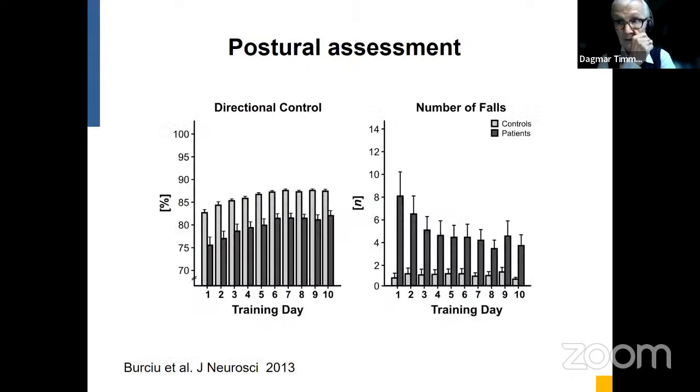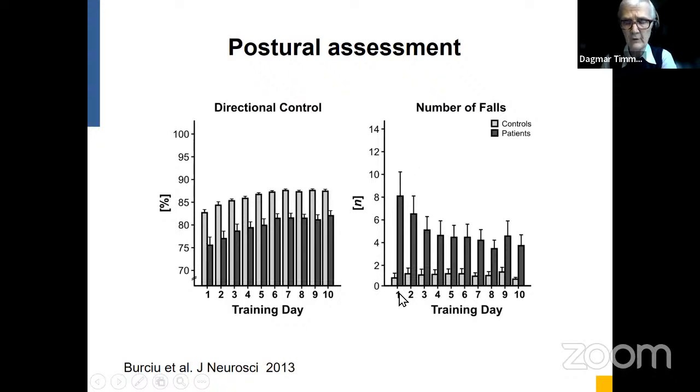And patients got better. These are 2 measures. We had one called directional control, so how good they were able to aim to the targets. And in dark are patients, in gray are controls across 10 training days. And patients perform below controls. Yes, these are cerebellar patients, but both groups improved.